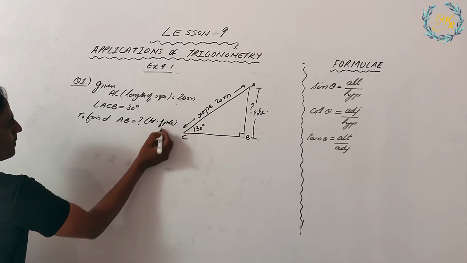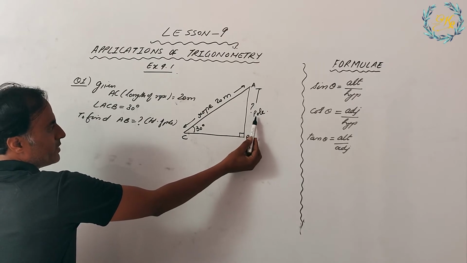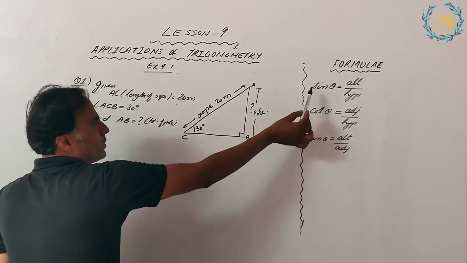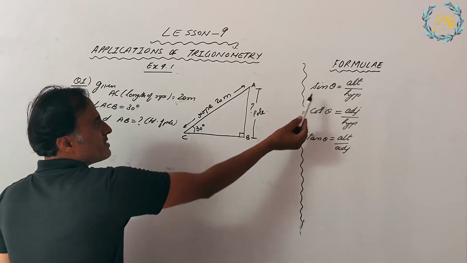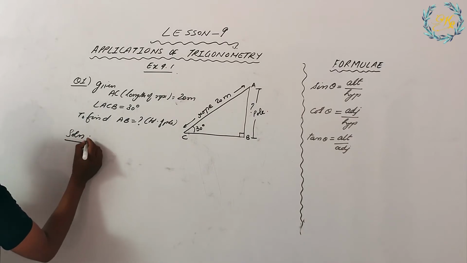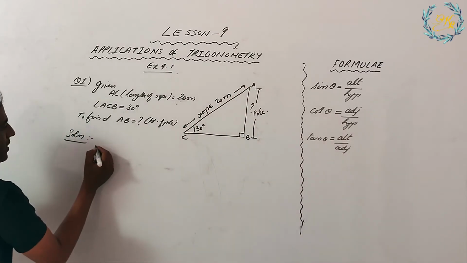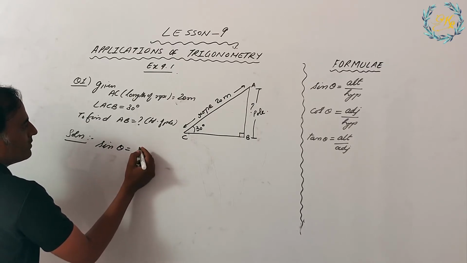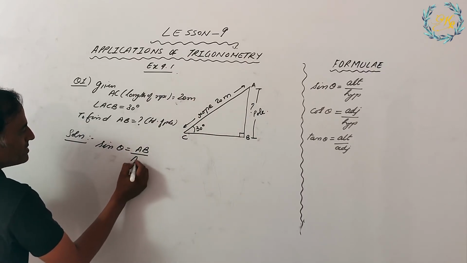If we compare this triangle, we are supposed to find the altitude. The value of the hypotenuse is given to us. So which ratio can be utilized to find the altitude when the hypotenuse and theta are given? It is the value of sine theta. Now we start the solution of the sum. Replacing the values from the right angle triangle in the trigonometric ratio, sine theta is equal to the altitude AB upon the hypotenuse AC.